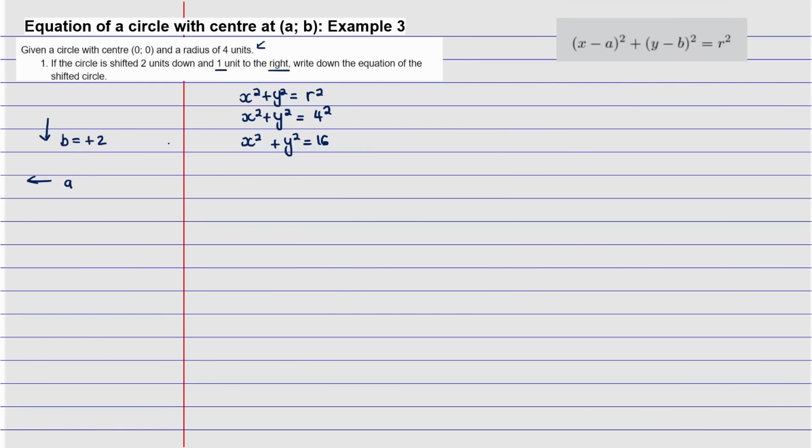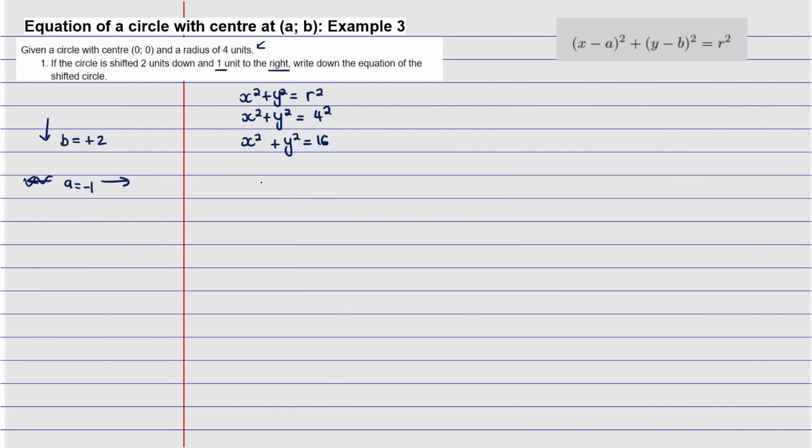So right is going to be this side. Remember, right means negative. So meaning this is going to be negative 1. So now with that said, we're going to write down the equation of the shifted circle. So this is going to be what?